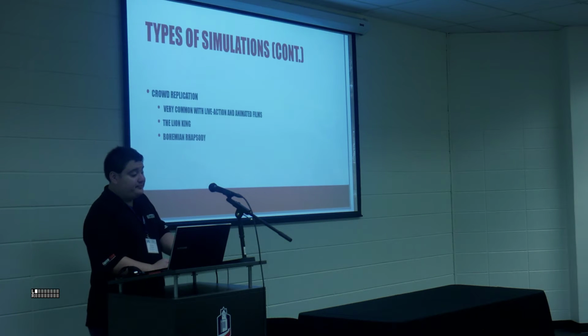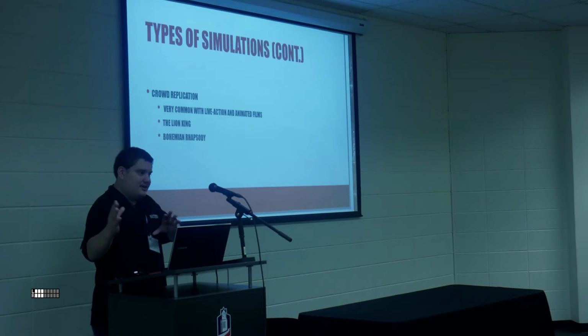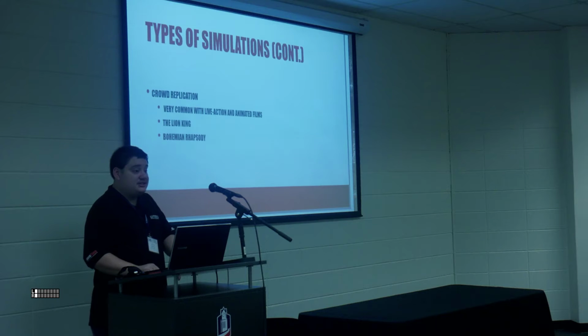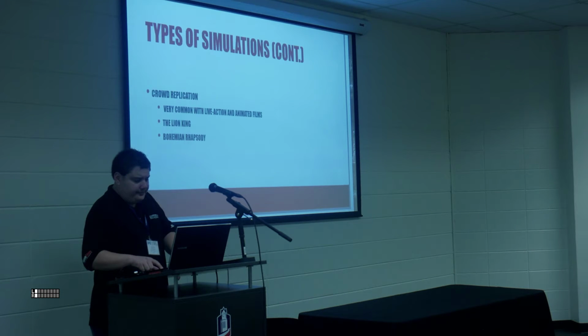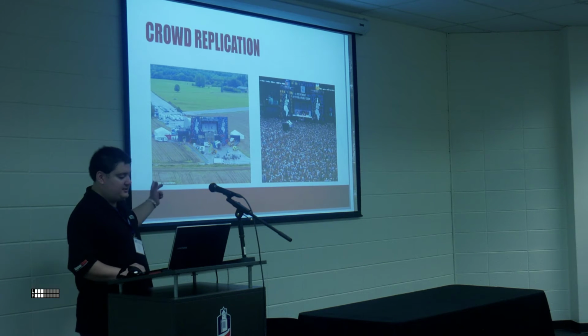Crowd replication is very common with live action animated films. The first known one was The Lion King in the 90s. They used it to replicate the stampede effect. They took all the wildebeest and just replicated them down. That took about five to six years to design, so that took some time. What we're going to cover right now is one of the latest replications, in Bohemian Rhapsody.